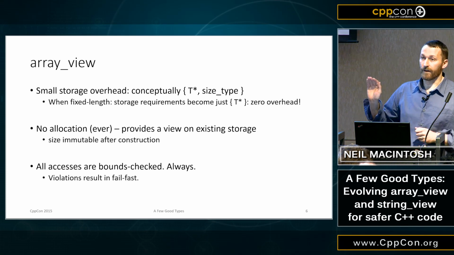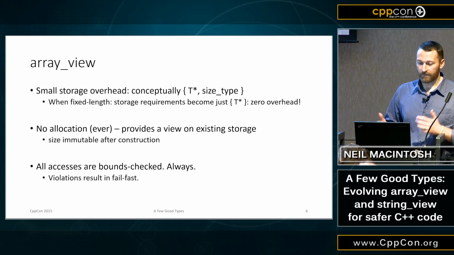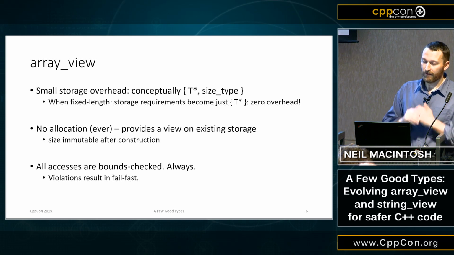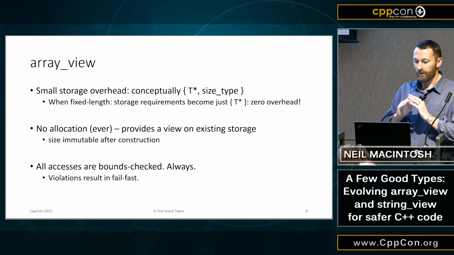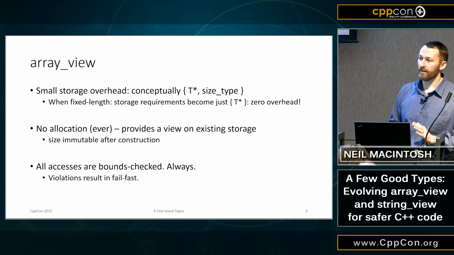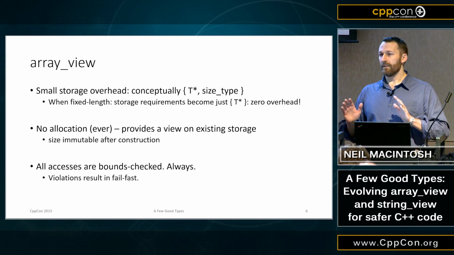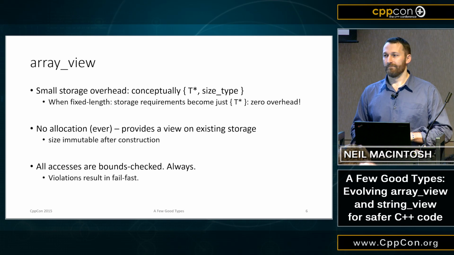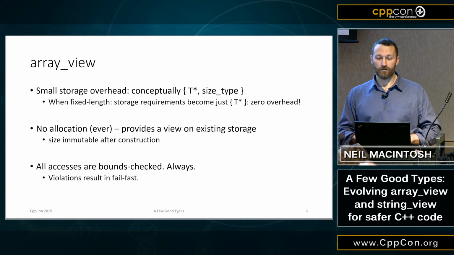It seems obvious, but I'll just state it up front because these types can be confusing when you first encounter them. Array view, string view do no allocations ever. They are just views over existing storage. There's nothing you can do with them that will go and cause a heap allocation. So these are truly value types and truly low cost.